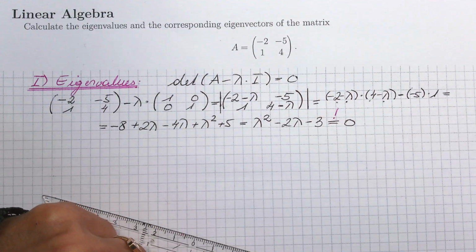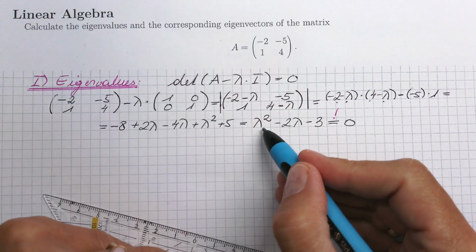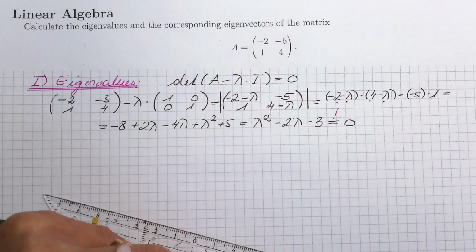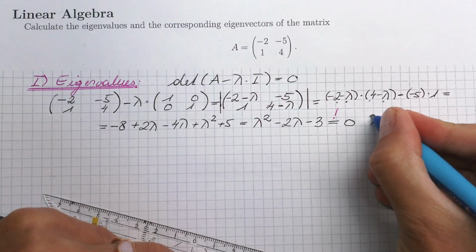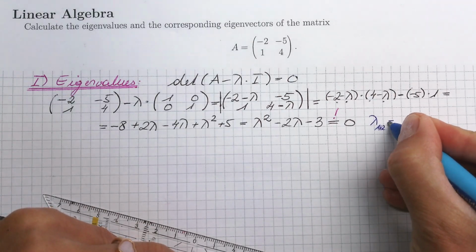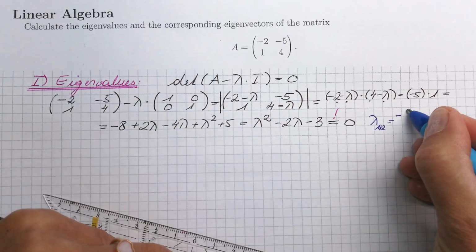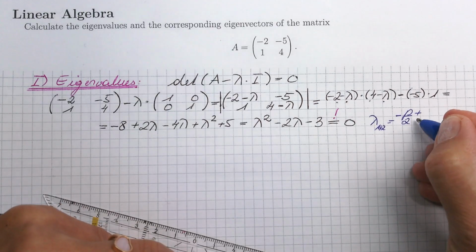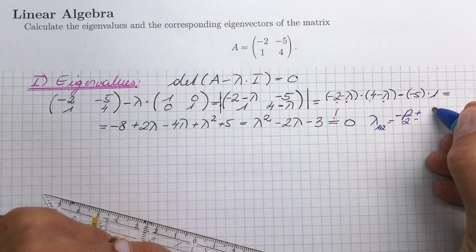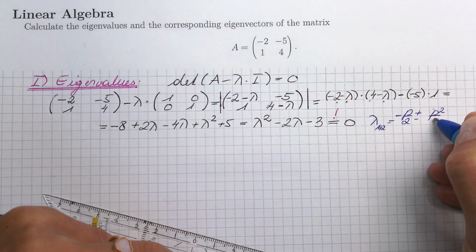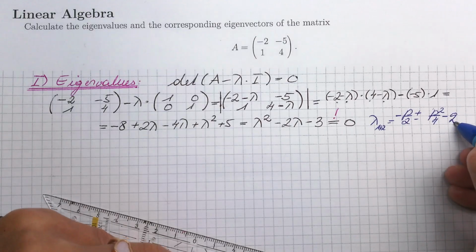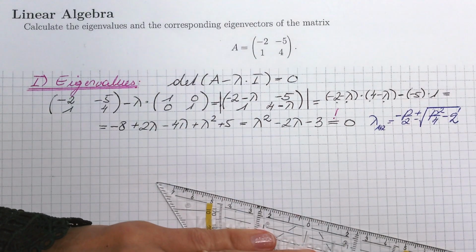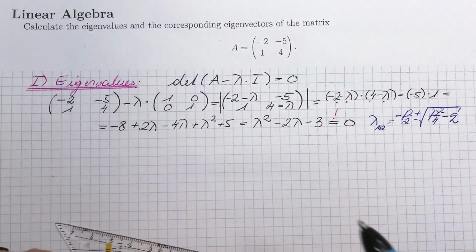Okay, now how do we solve this? This is a quadratic equation. We take the formula. What's the formula looking like? It's lambda 1, 2 equals minus p half plus minus the square root of p squared over 4 minus q, and here we take the square root. Okay, now let's just do this.